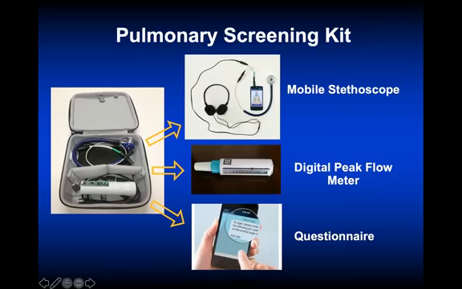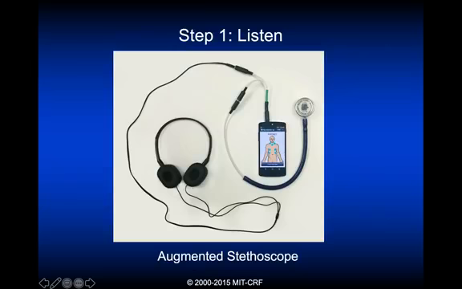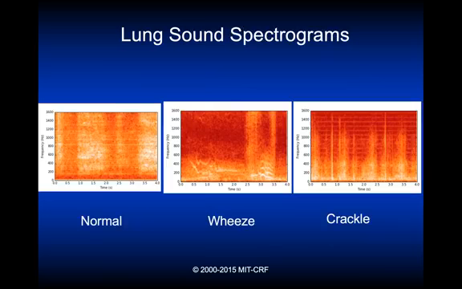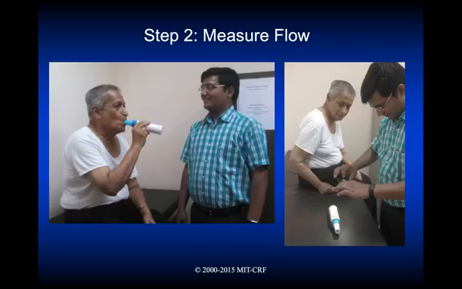So our solution looks like this. Basically, we have a kit comprised of a mobile stethoscope, a peak flow meter, and a questionnaire. First, as I mentioned before, we have the stethoscope that's connected to the mobile. The doctor listens to the different lung sounds, and we also listen to the cough. We ask the patient to cough, and we analyze the cough as well. Then we use some algorithms that let us see the structure of this sound recording, and from that structure, we can differentiate different types of breathing and different types of coughing.